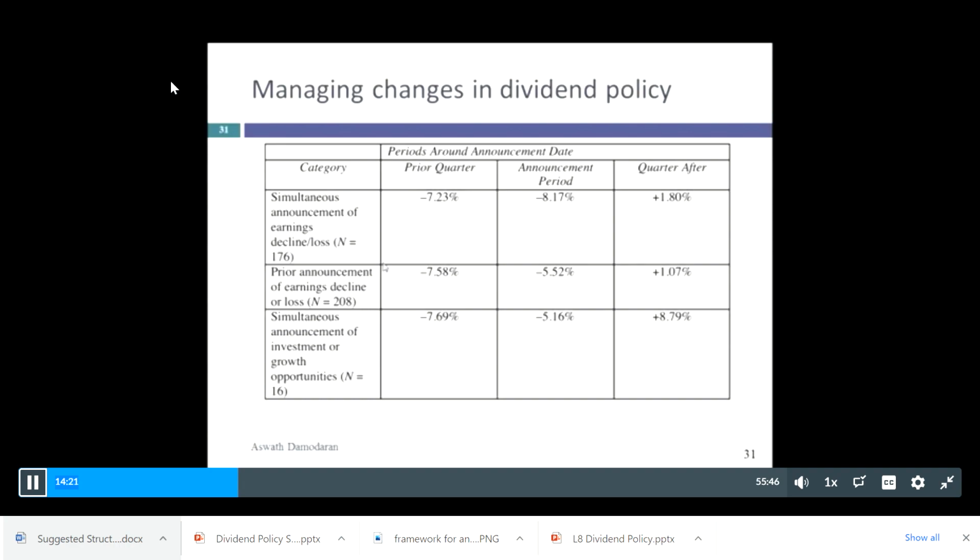Well, in all these cases, on average, there was some kind of decrease in the stock price before the announcement of the dividend decrease. That's not surprising. But then when the dividend decrease was announced, what happened? For firms that had some kind of earnings decline or loss at the same time that is announced, that's where you get the most negative price reaction, right? At one and the same time, they're saying earnings have decreased and we're cutting the dividend.